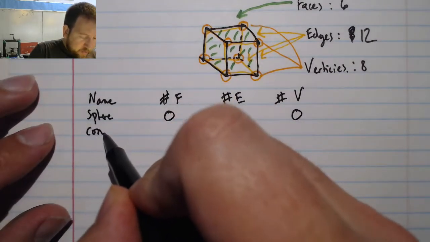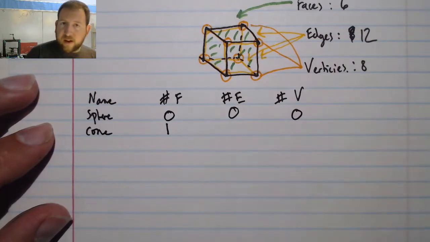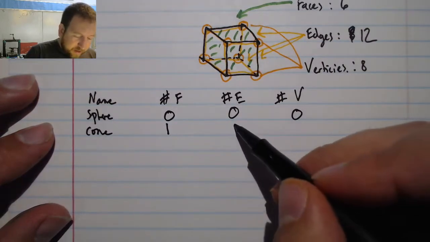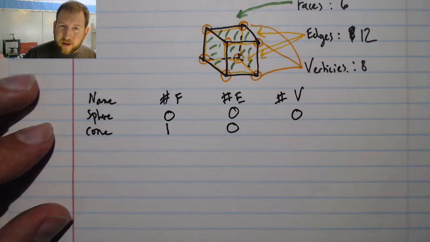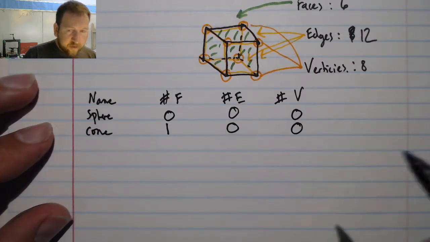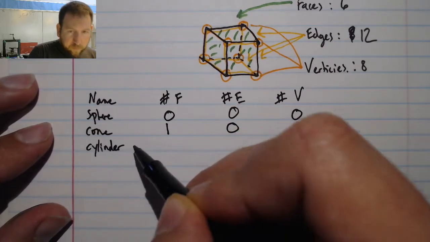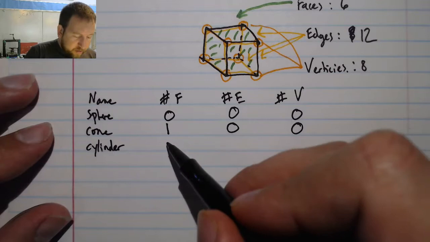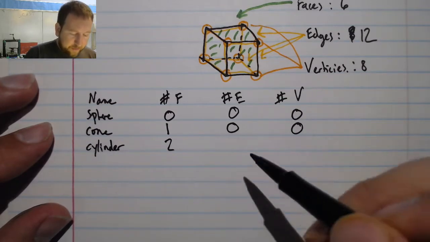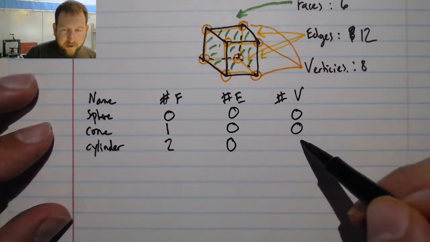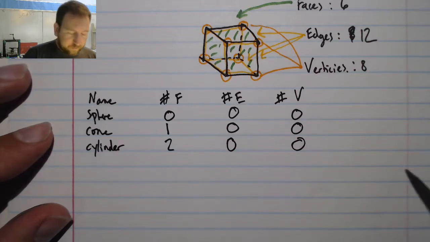We have our cone. Our cone has one face. Remember, it's on the bottom. But it has no edges because with only one face, there cannot be a space where another face meets. And no vertices. We had our cylinder. And on our cylinder, we had 2 faces, one at the top and one at the bottom. But because they didn't meet, we had no edges and no vertices.